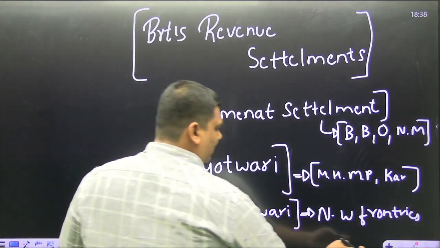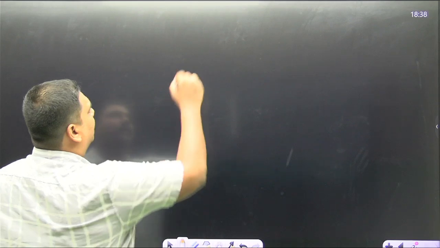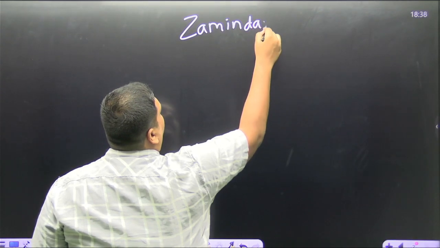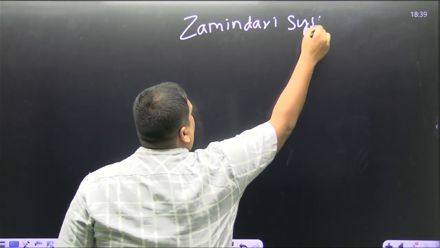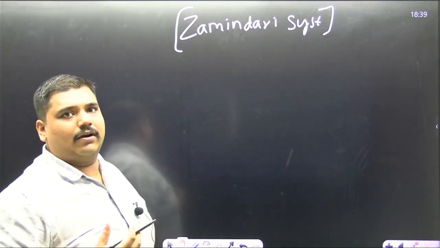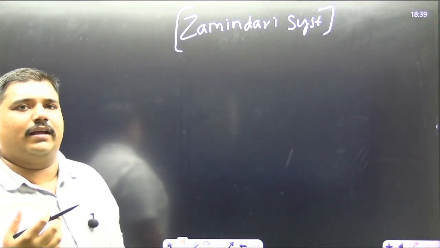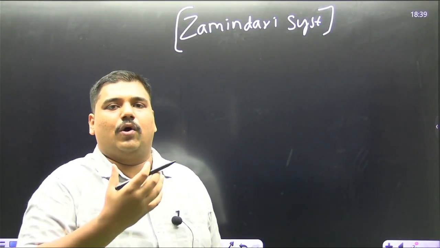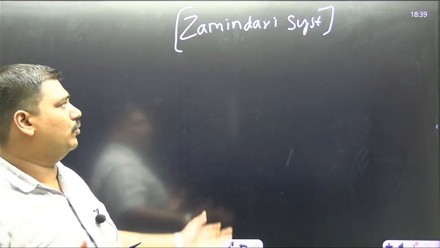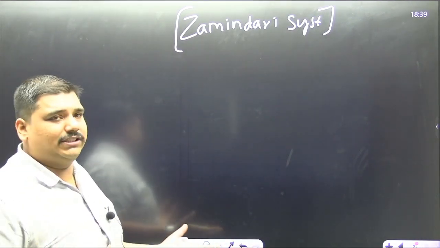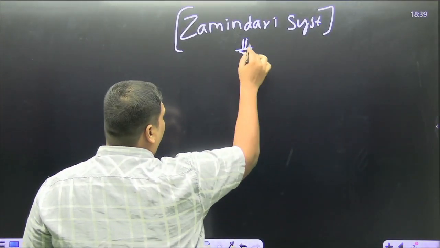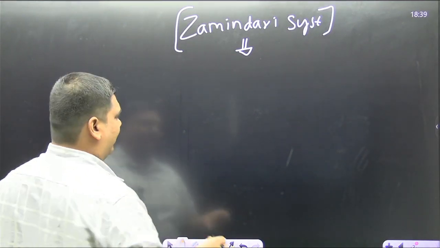Now first let us study the permanent settlement, also popularly called the zamindari system of revenue settlement. See, Bengal, Bihar, Orissa, and northern Madras, these were very rich in the sense they had good fertile soil and a lot of agricultural activity and produce would occur. So therefore, to efficiently tax the agriculture in these regions, the Britishers came out with an idea.